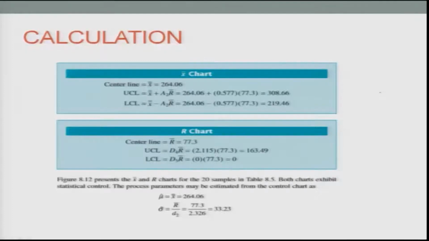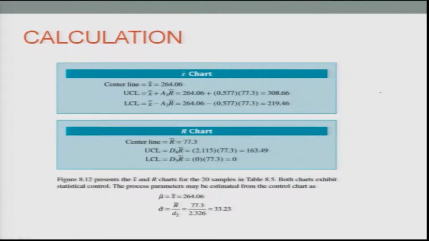So, the ranges are given in the last column, starting from 102 to 70, and the average range value is given as 77.3. If you do the calculations for the x bar charts, the upper control is given by this x double bar plus A2 R bar. The A2 values are the ones we discussed in the initial slide, the 33rd slide. I did not mention that they depend on the sample size.